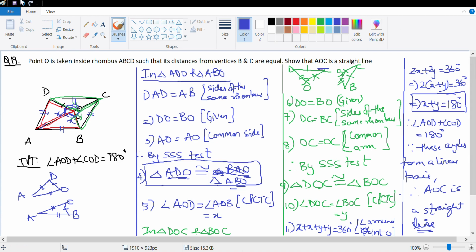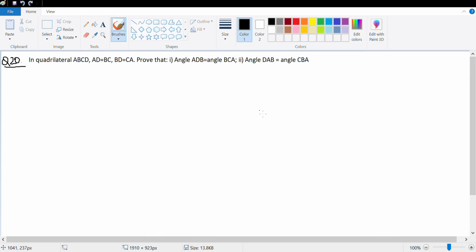Very interesting question. Let's look at the last part of this exercise. The last question that I do with you will be question number 20. So it says in quadrilateral ABCD, AD is equal to BC and BD is equal to CA. Let's start drawing a rough diagram. So this is 1, this will be this side, this will be this side, and this is my 4th side. Perfect. So let's give this a name. This is A, B, C, and D.